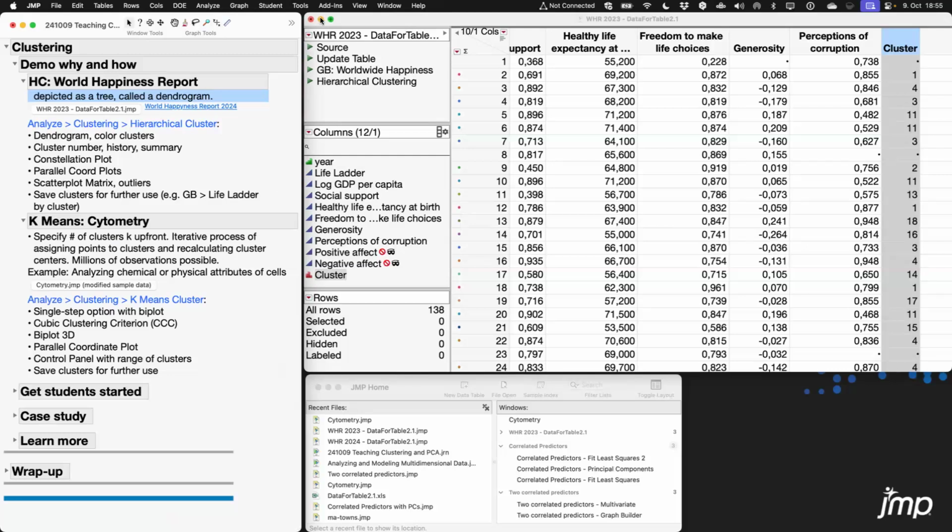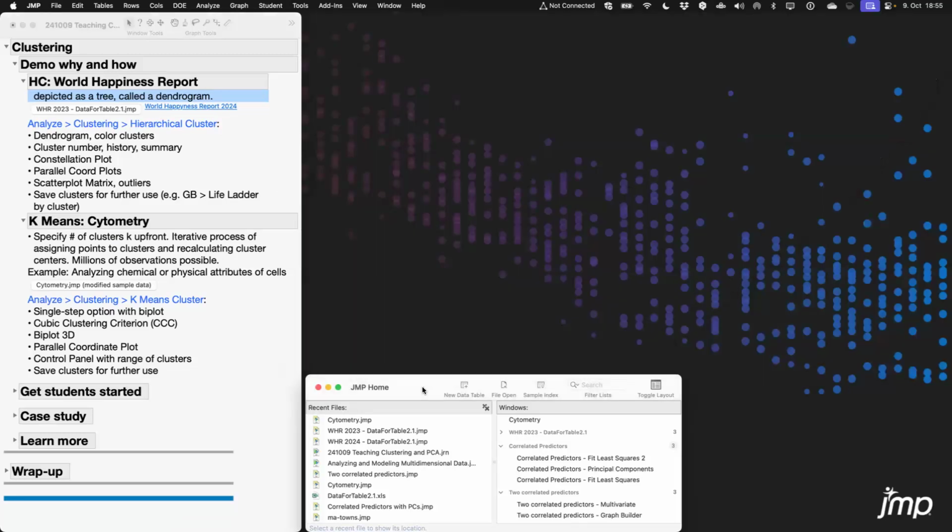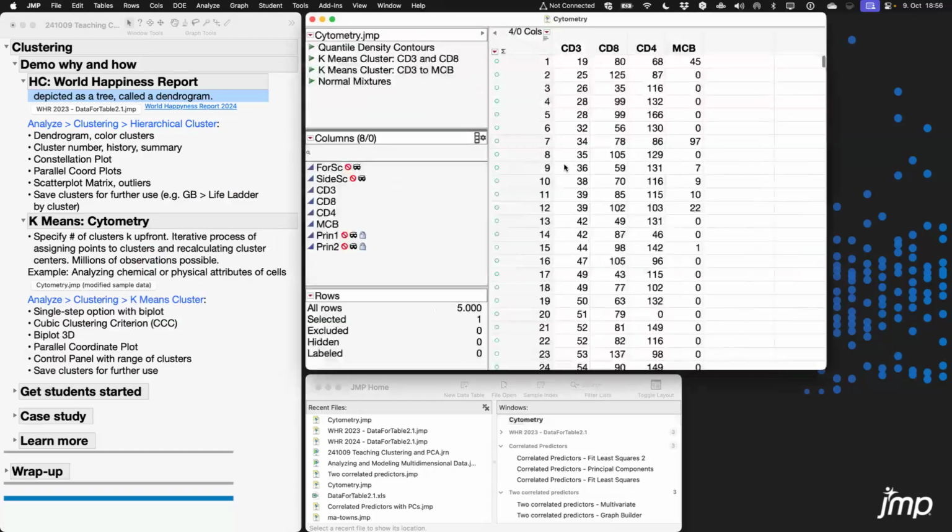And very briefly, the second clustering technique, that's k-means, especially useful if you have really large data sets, millions of observations. Here we have a sample data set. It's a bit modified for this demonstration, just 5,000 observations, but you can have millions, and then k-means is still a good idea and very efficient.